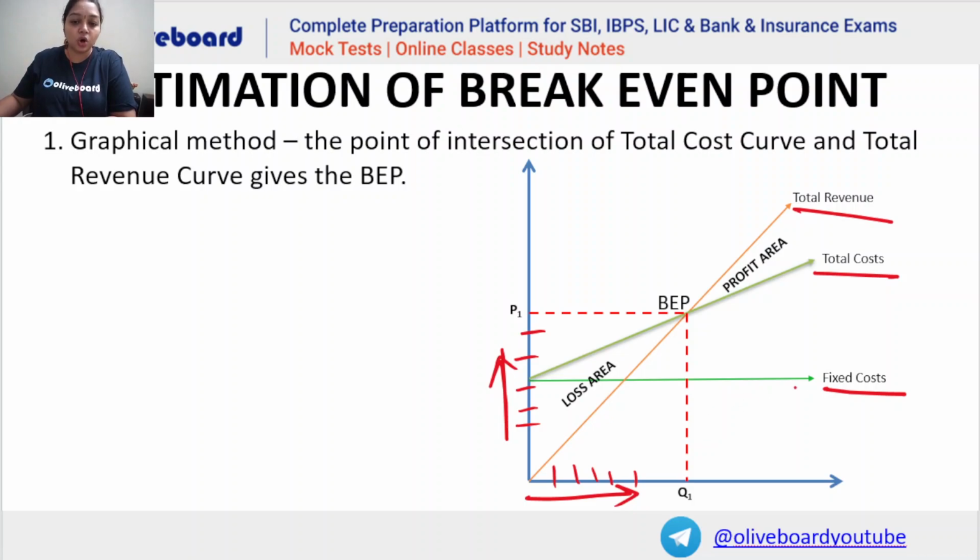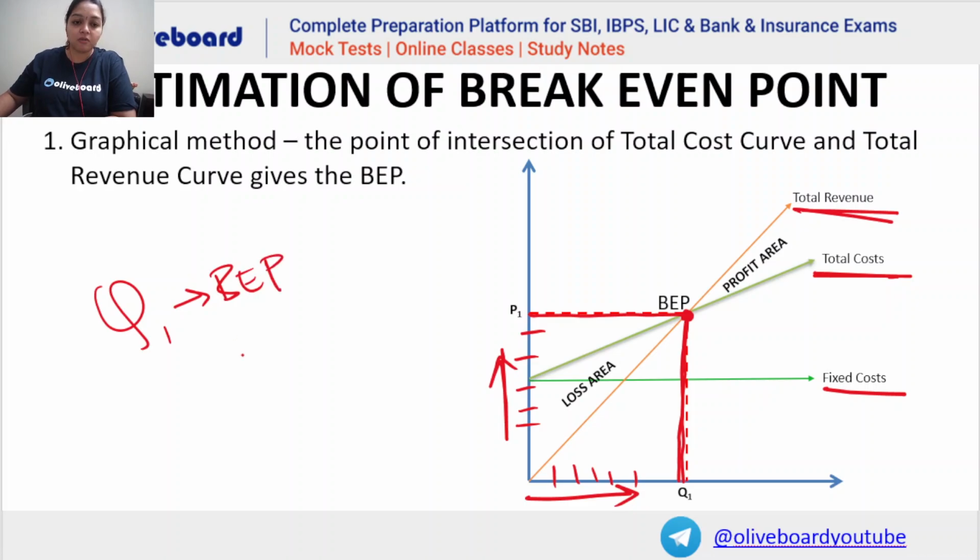So that's why it is horizontal. There is a total revenue curve, there is a total cost curve. The point where these intersect, can you see this point? And the corresponding quantity and price. What is the quantity here? Q1. This is the break even quantity or the break even point, because at this quantity, at Q1, there is neither loss nor profit. So we can say the company has moved from loss making to it is going to sustain itself.